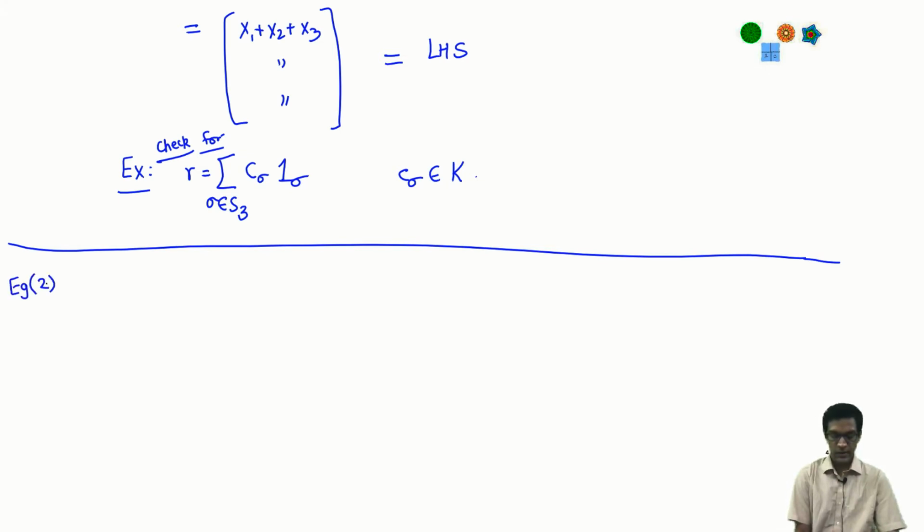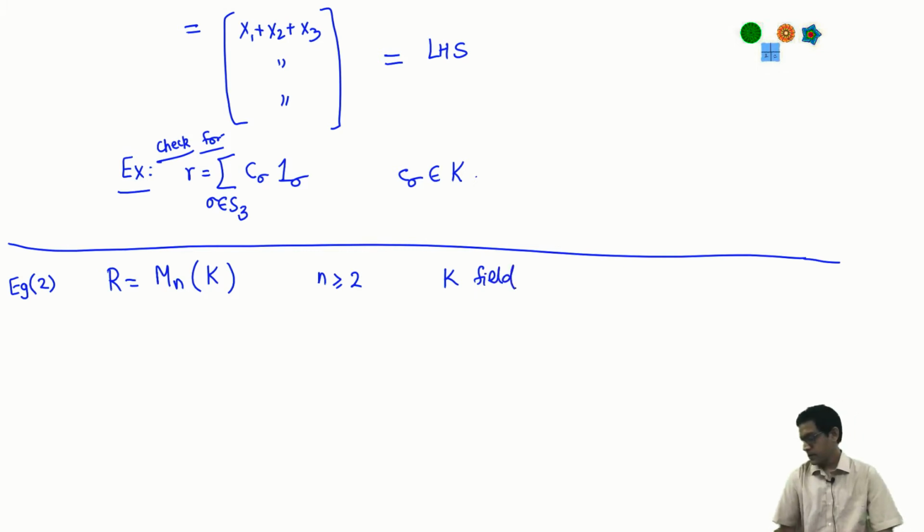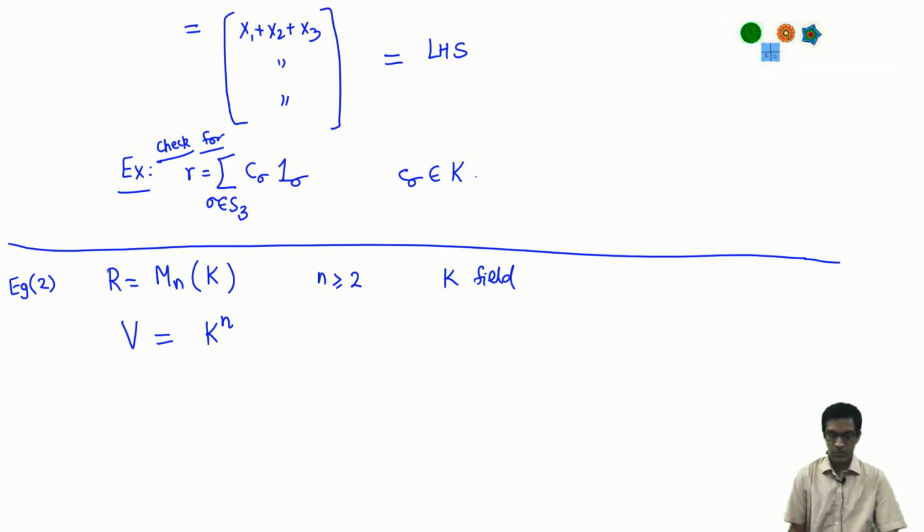Let's look at another non-abelian ring, the ring of n cross n matrices over a field K. So let n be at least 2, K is any field. So this is the matrix ring, and recall from one of our last lectures that we constructed a module for this ring, and the module was just k to the n, which is all column vectors of size n. And what was the action? It was the most obvious one.